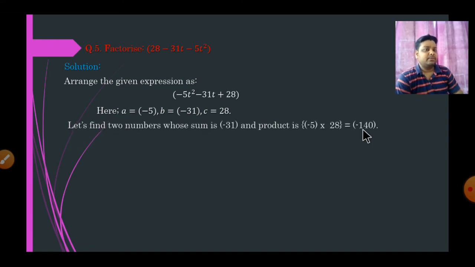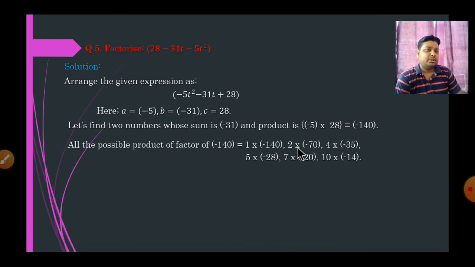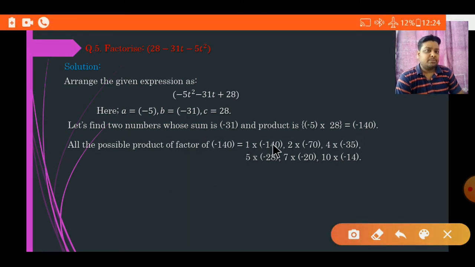Again a minus sign is there, so we have to put the minus sign over one of the factors. Here the sum is minus 31, so we have to put the minus sign over the largest number. So the products are 1 into minus 140, 2 into minus 70, 4 into minus 35, 5 into minus 28, 7 into minus 20 and 10 into minus 14. Now let's check. 1 plus minus 140 is minus 139, not matching. 2 plus minus 70 is minus 68, not matching. 4 plus minus 35 is minus 31. Yes, it matches.